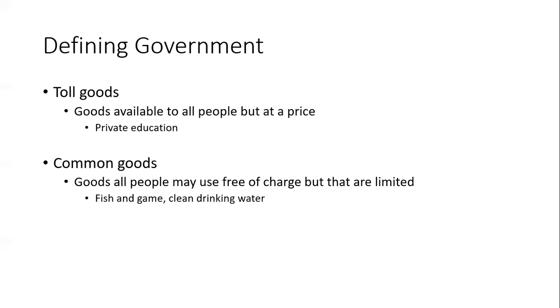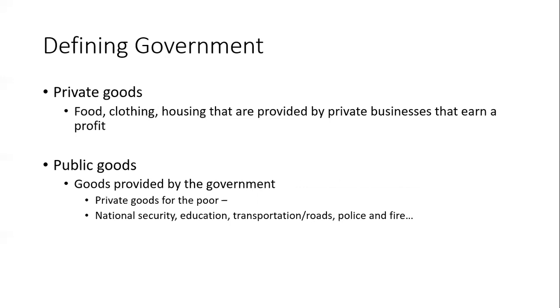You also have this idea that the book talks about in toll goods. Toll goods are basically goods that are available to all people, but they're at a price. Example would be private education. Everybody's free to go to a private institute, a private university. It just costs more. You could say that a toll good would probably be a vehicle, maybe at this point, that you could get from place to place through public transportation.